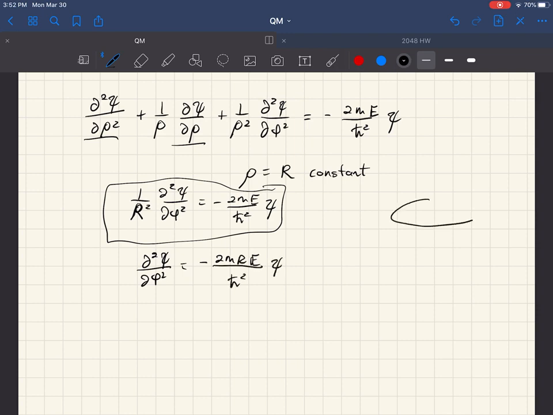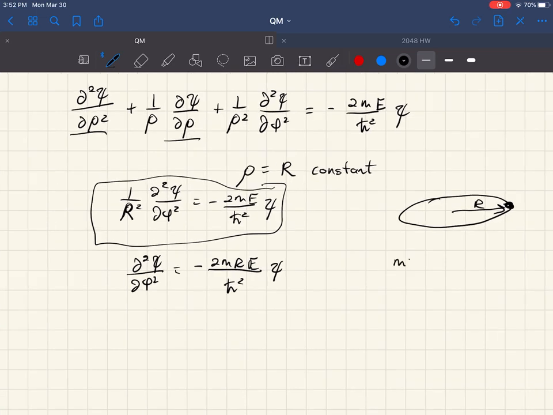Okay, so remember we have this particle moving around a ring. And this particle has a moment of inertia. And that moment of inertia is given by mR squared. Okay? So that means that this mR squared we can write as I, the moment of inertia of the particle.